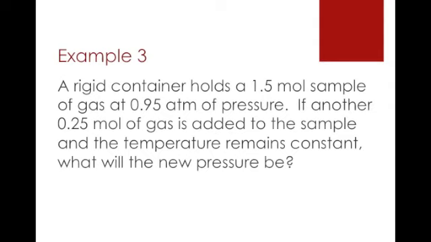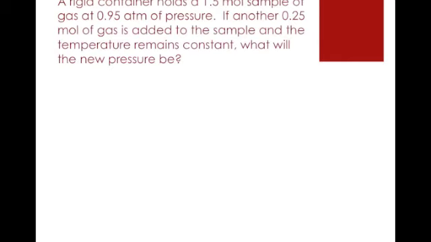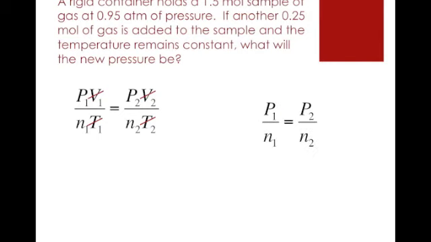This time it says a rigid container holds a 1.5 moles sample of gas at this pressure. I'm adding more gas to the sample, and the temperature is remaining constant. What's the new pressure? All right, get your formula. It says that we are keeping the temperature constant, so I'm going to have to cancel out temperature, but it also gives me another clue. When it tells me it's a rigid container, that means the container shape will stay the same. And if the shape stays the same, then the volume will not change. So we're going to mark out volume, and we're going to mark out temperature. Okay, that's going to leave us with this formula right here.